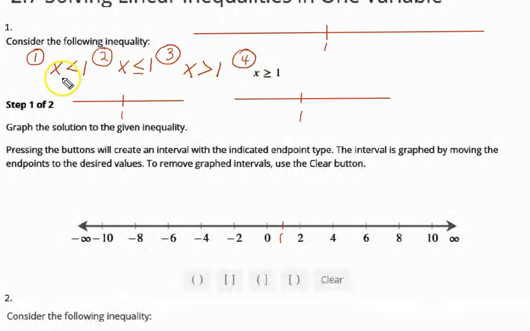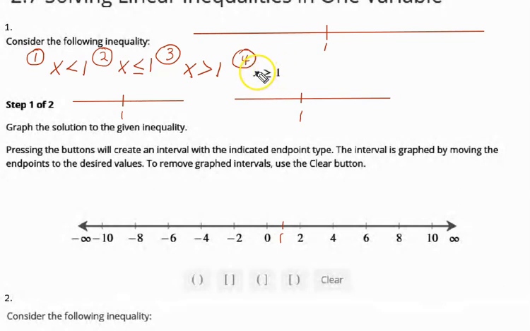Now, as we read this, and these are what we call algebraic expressions: X is less than 1. X is less than or equal to 1. X is greater than 1. And in this case, X is greater or equal to 1.